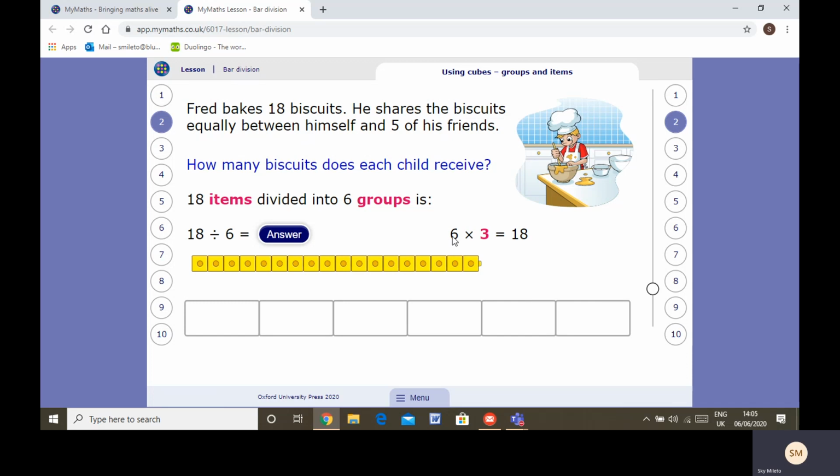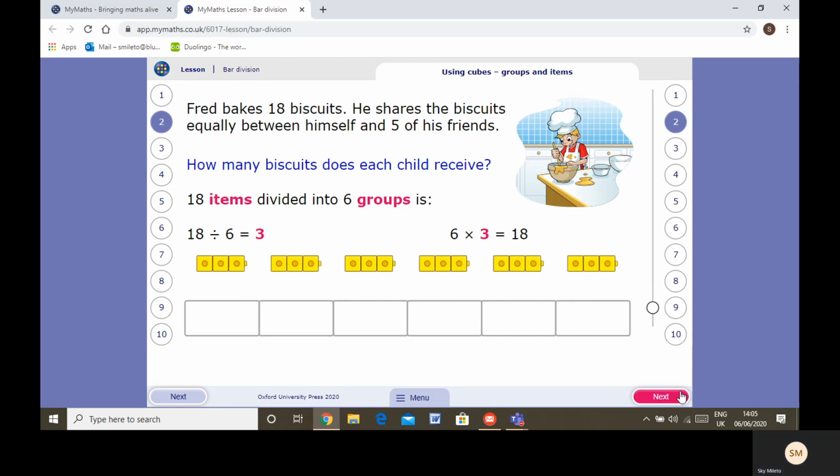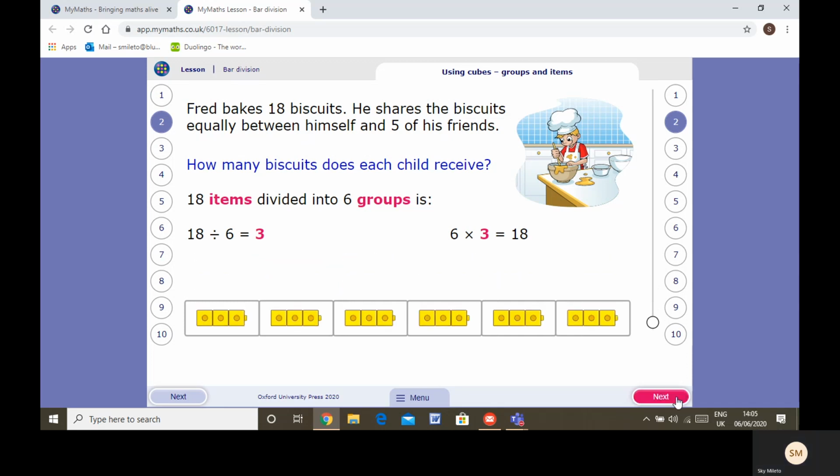Now we know that 6 times 3 equals 18 because we know our 3 times table. We might not know our 6 times table, but we know our 3 times table. And therefore 18 divided by 6 must equal 3. Let's see them split into the bars. Each child gets 3 biscuits, and I'm thinking if you eat more than 3 biscuits, you might feel a bit sick.